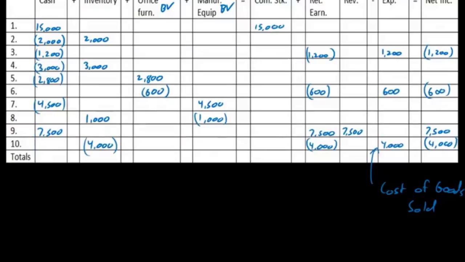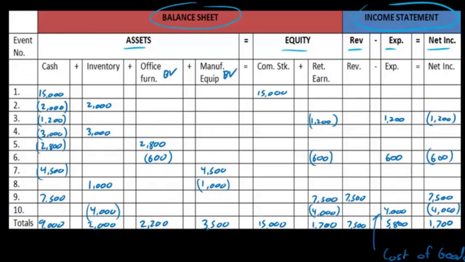Remember this expense account right here. Remember, on the income statement this is actually called cost of goods sold. So product costs are not expensed until the inventory is sold, and it's expensed in an account called cost of goods sold. All right, so if we find our ending balances at the end of the year, we're going to end up with 9,000 in cash, 2,000 in inventory, 2,200 for the book value of the office equipment, 3,500 for the book value of the manufacturing equipment, common stock will be 15,000, and retained earnings will be 1,700.